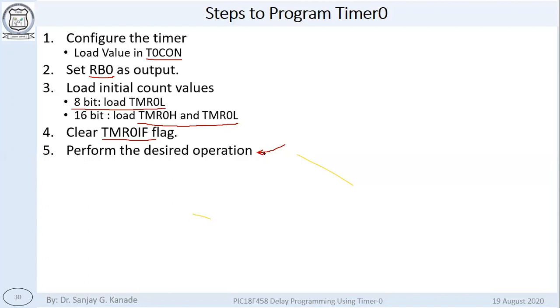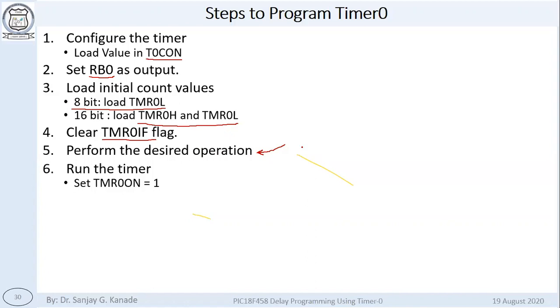However, we can have any set of operations that we are going to perform repeatedly after a certain amount of delay. For example, copying some data from one port to another, or from one register to another register. These kinds of operations can also be performed at this particular step.